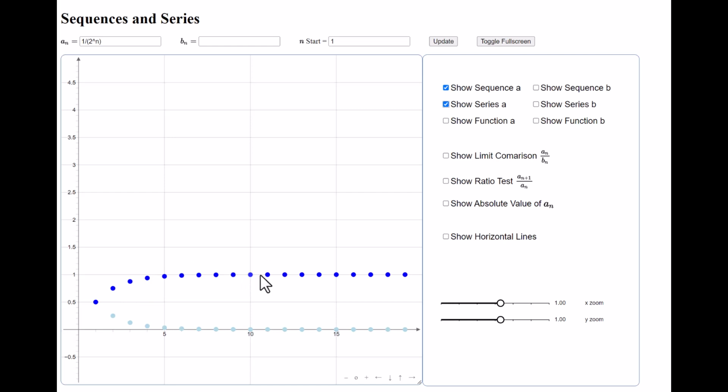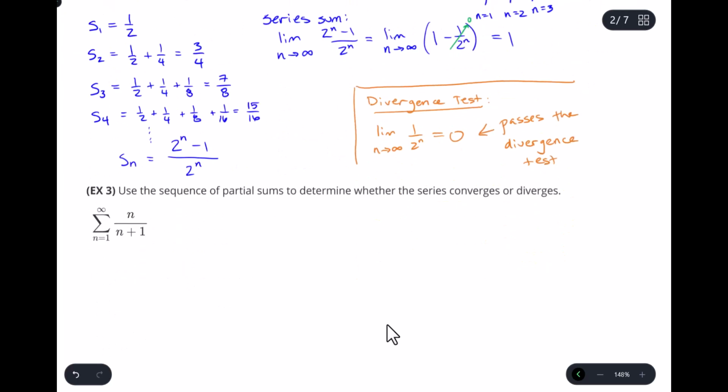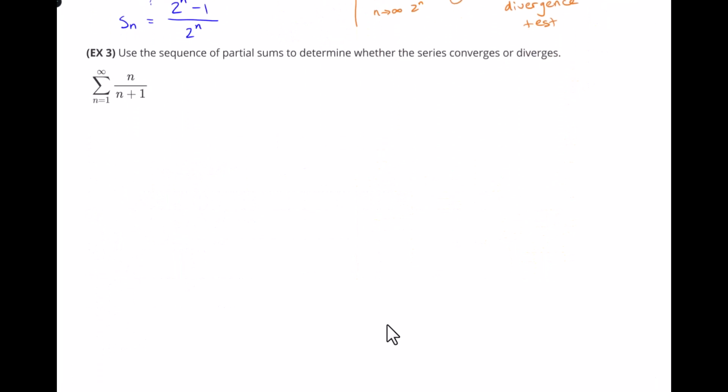And what you can see is these are basically leveling out at 1. And so what that tells me is that the partial sums are going to 1, and therefore this series is going to converge to 1. All right, so that's how it all works here. Let's look at another example. Okay, the next one we have is the sequence producing a series, n equals 1 to infinity of n over n plus 1. All right, so let's take a look and see what happens here.